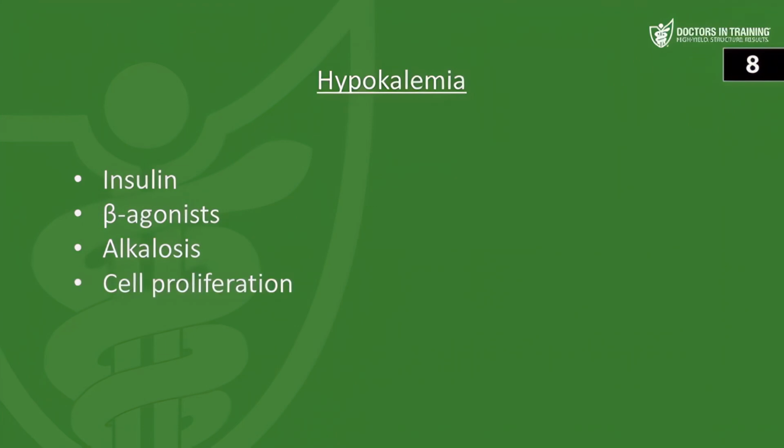Again, the things that shift potassium into cells are insulin, beta-agonists, alkalosis, and potentially cell proliferation. Then we can add loop diuretics and thiazides as potential causes of hypokalemia because they cause the patient to dump a lot of potassium into the urine. So that's it for the end of session quiz.